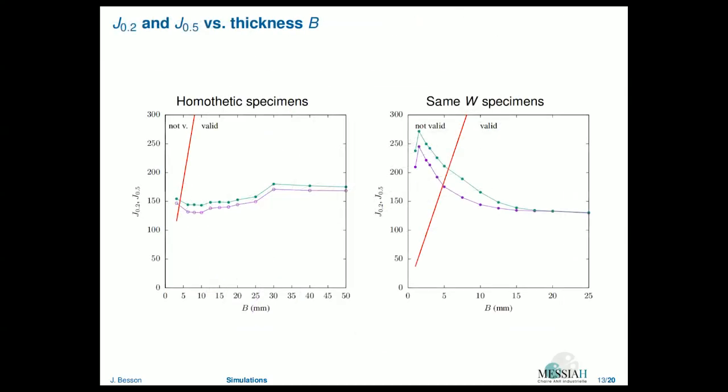Okay, and here are the results. Here I have J02 and J05, but I'm going to focus on J05, and you see that the difference is not very important. That's a case where we have standard q1 and q2 parameters for Gurson, almost no nucleation. So you see that for the homothetic specimens, we more or less get a constant value for J, whereas for the varying thickness specimens, J is continuously increasing as we decrease the thickness. Okay?